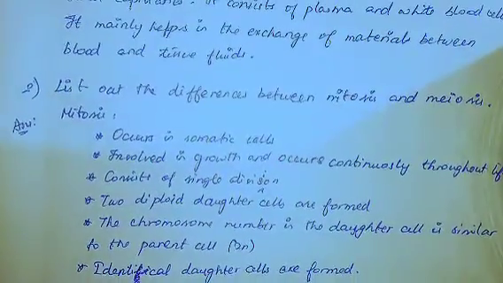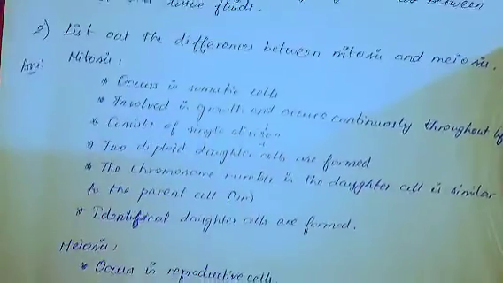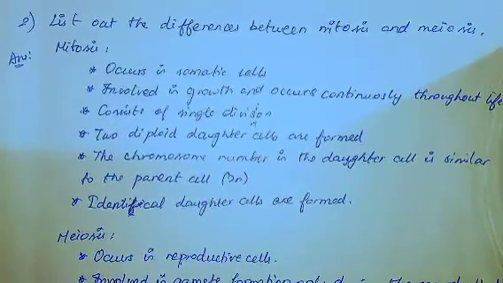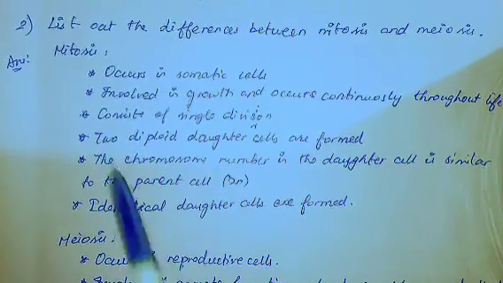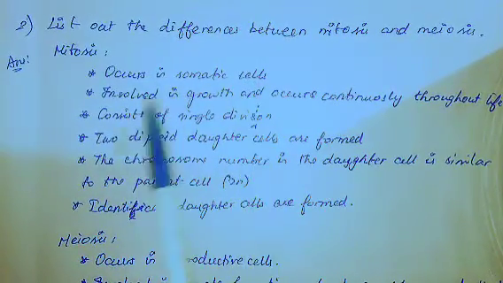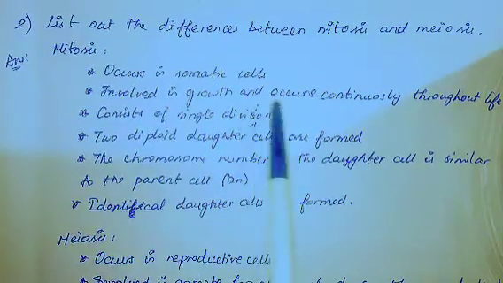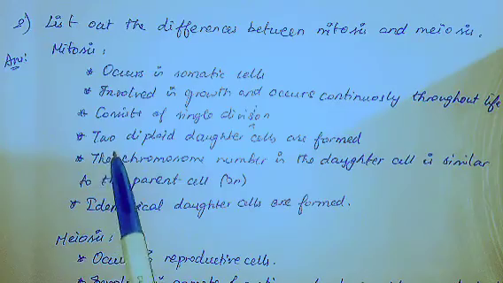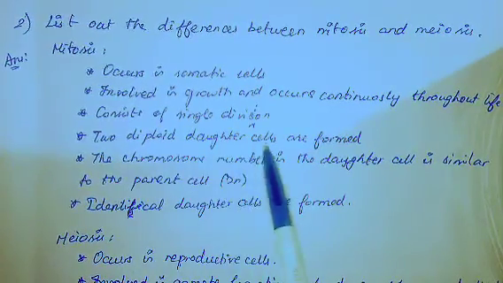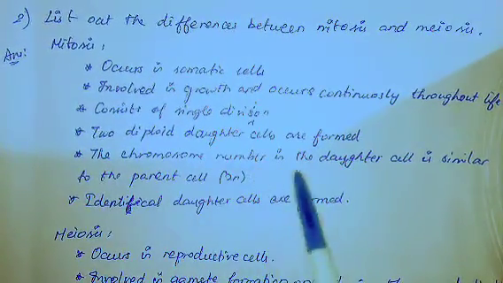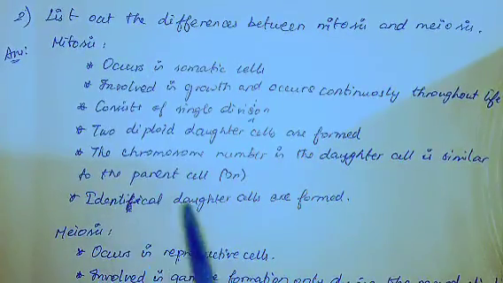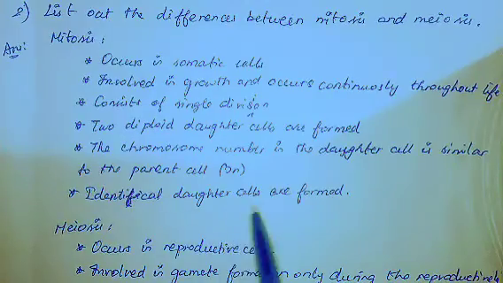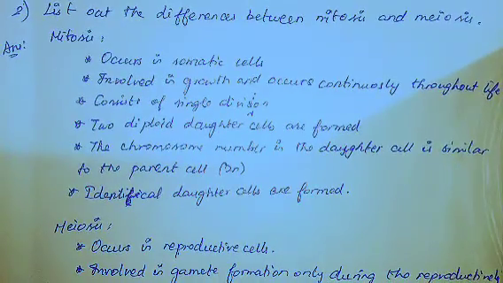Then second one, list out the differences between mitosis and meiosis. Mitosis occurs in somatic cells involved in growth and occurs continuously throughout life. It consists of a single division. Two diploid daughter cells are formed. The chromosome number in the daughter cells is similar to the parent cell, 2n. Identical daughter cells are formed.